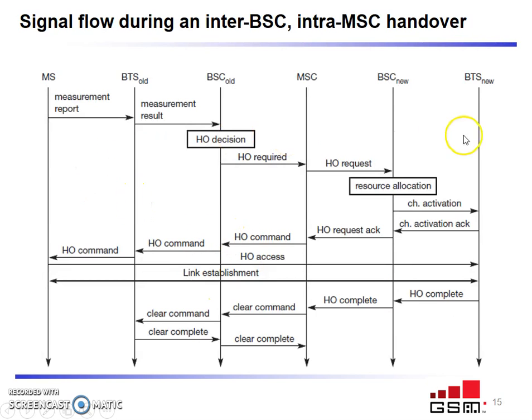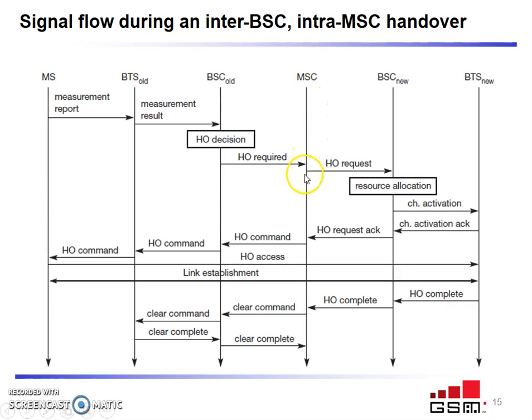The signal flow during an inter-BSC, intra-MSC handover is given through this figure. We have a mobile station. It gives a report to the old BTS. That result is passed on to the BSC, which is the controller. Here the handover decision is taken. So this BSC will give its requirement to its higher-end MSC.